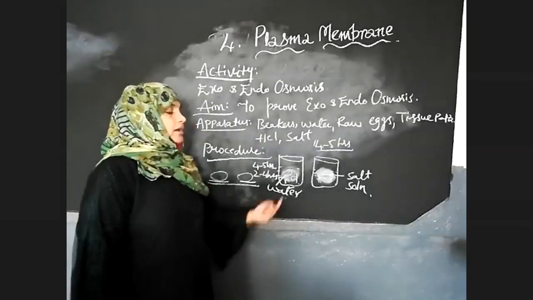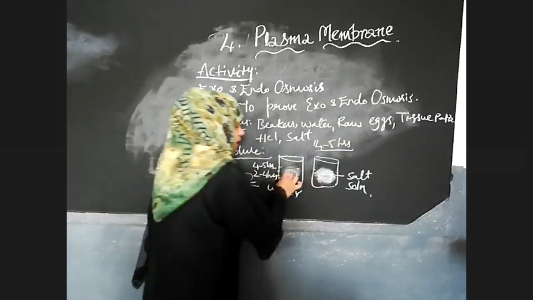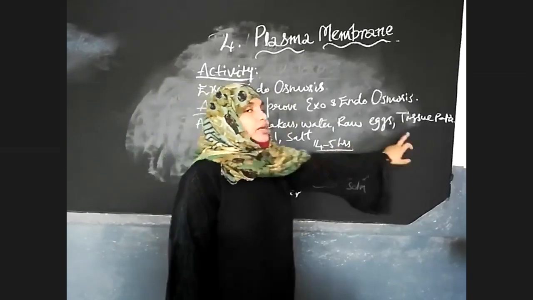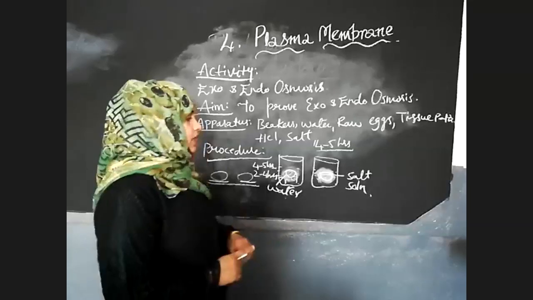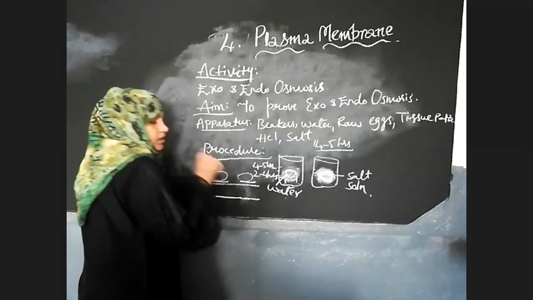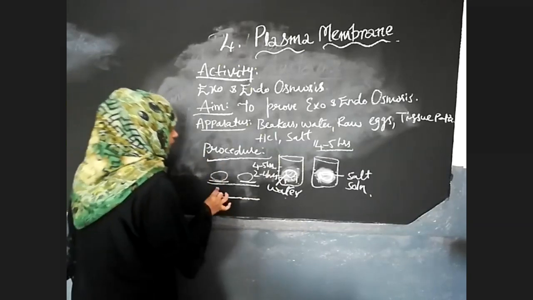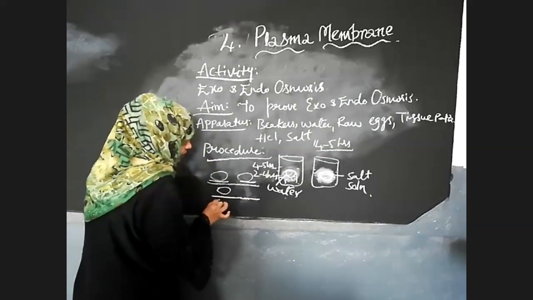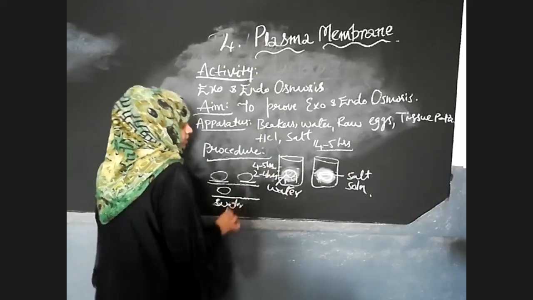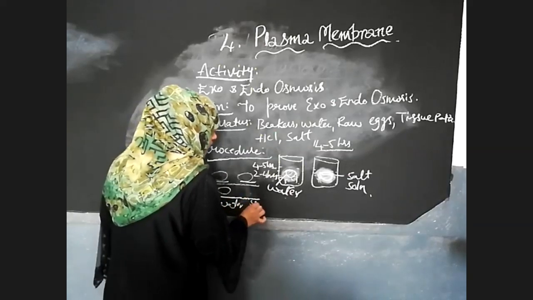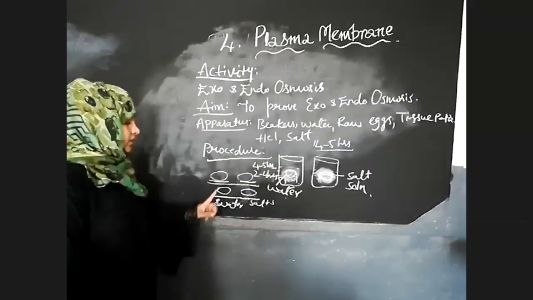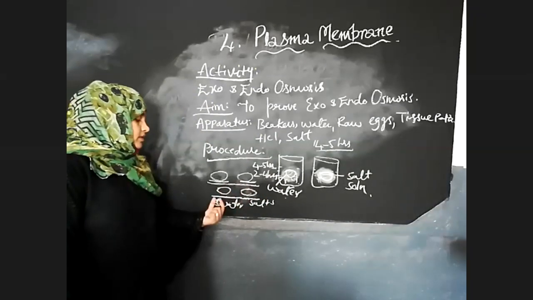After that, again, remove these 2 eggs. Wipe the 2 eggs with the tissue paper. Again, for observation, keep these 2 eggs on the white paper. The egg with water, sorry, the egg with water, and the egg with salt solution. Keep these 2 eggs on the white paper after 2 to 4 hours.